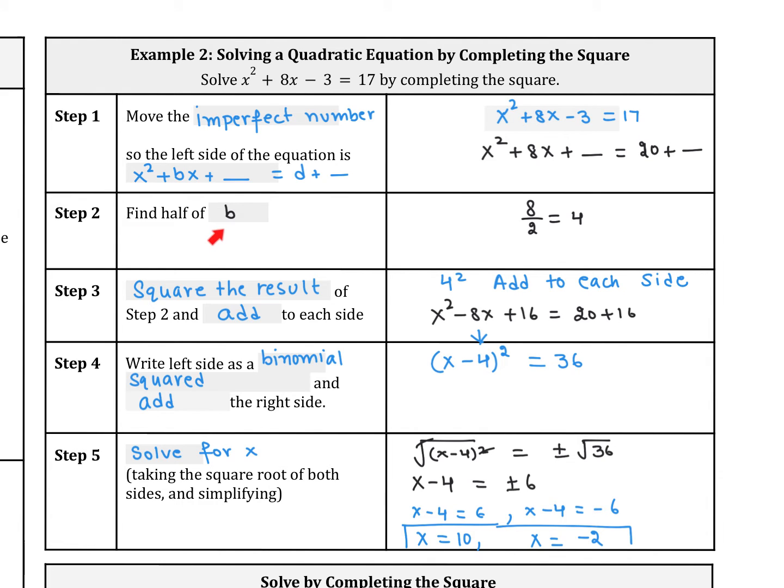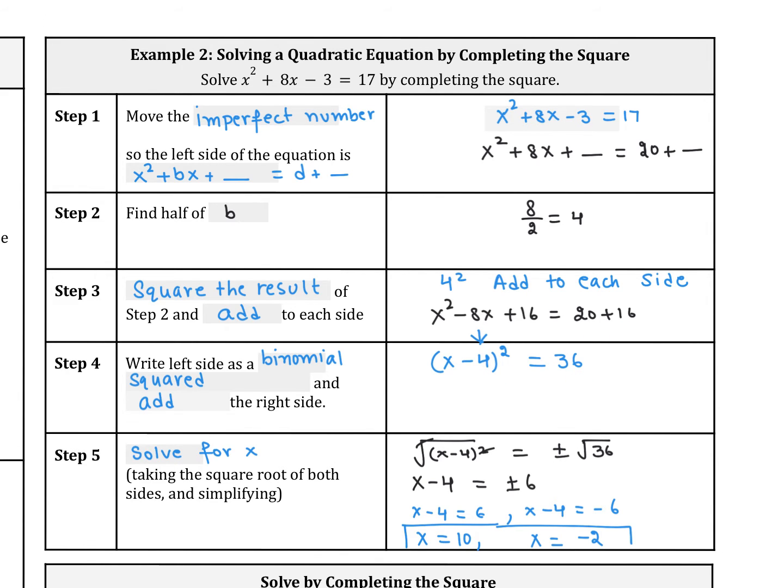Now you're going to find half of b. So b is 8, half of b is 4. You're going to square b over 2, or 4, and add it to each side. So 4 squared, which is 16, you add here and here. The new equation becomes x squared minus 8x plus 16 equals 20 plus 16. This becomes a perfect square: x, square root of 16 is 4, sign negative. Write it as a perfect square equals 36.